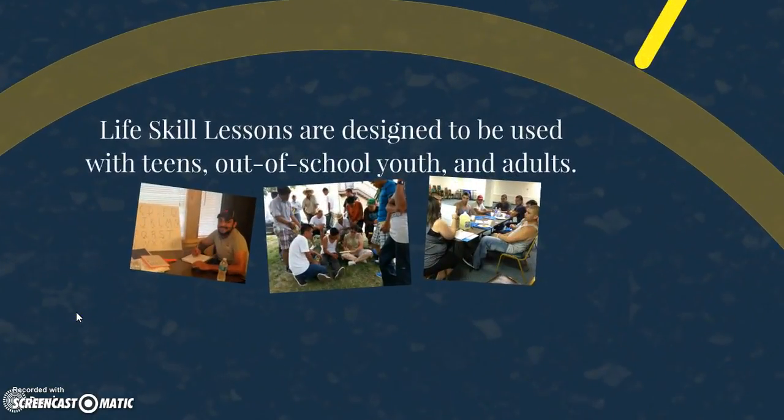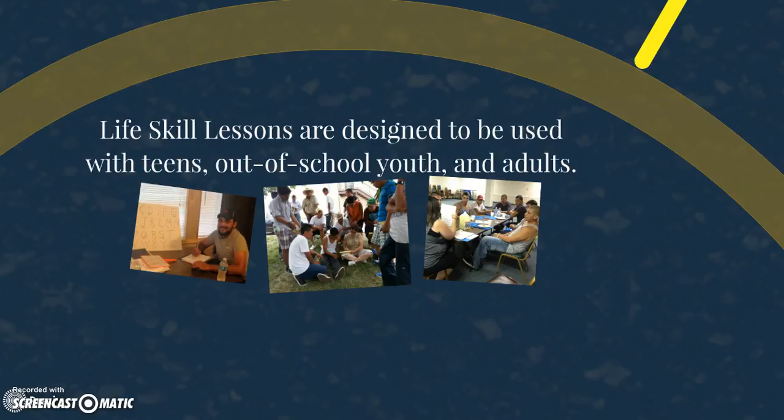Life skill lessons are designed to be used with teens, out-of-school youth, and adults. They consist of bilingual instructional packets that include teaching plans, an introductory lesson, guided practice, useful vocabulary, practice dialogues, and pre-post assessments. The life skill lesson non-sequential format lends itself to the limited time and intermittent attendance of the students. The lessons were all written in the basic format for easy, ready-to-use instruction.